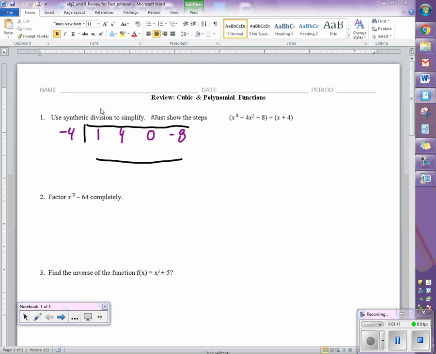So first part, bring whatever first number down, and then take that number, multiply it with the outside number, which is negative 4, put the result under the next number in the house, and then you add. So 4 plus negative 4 gives me 0. Repeat the process. 0 times negative 4 is 0, plus 0 is 0. 0 times negative 4 again is 0, plus negative 8 is going to give me a negative 8.